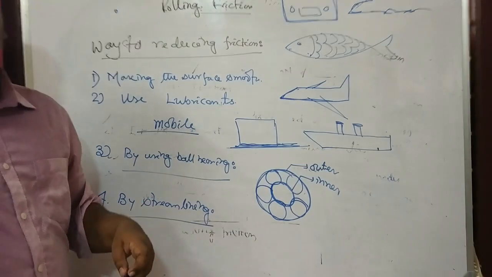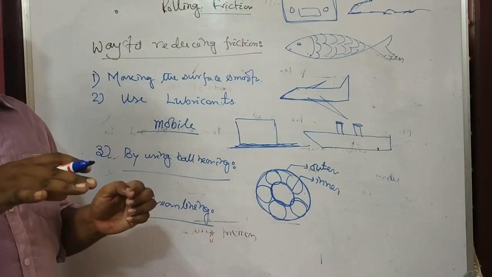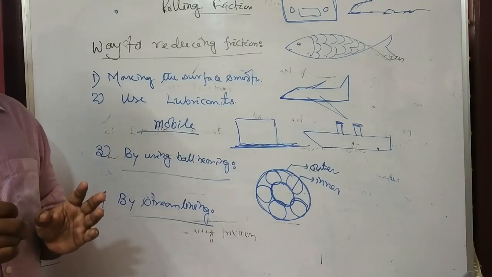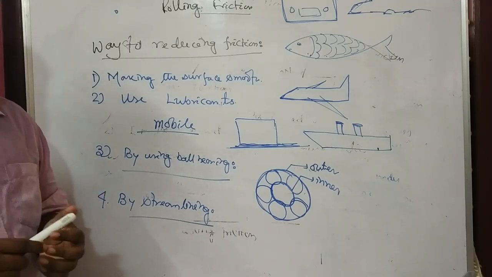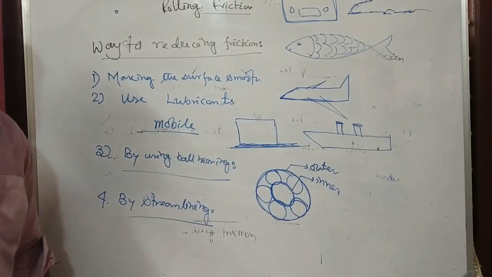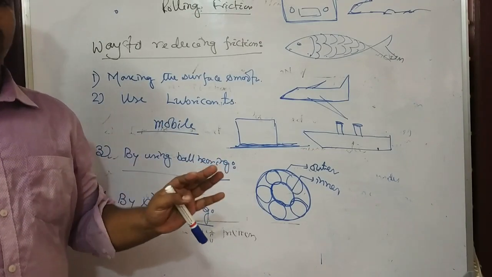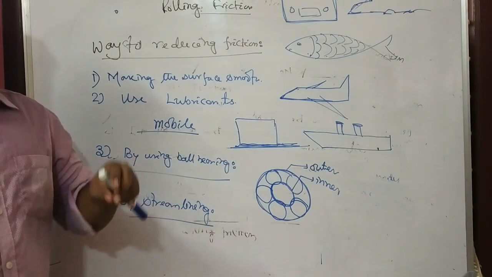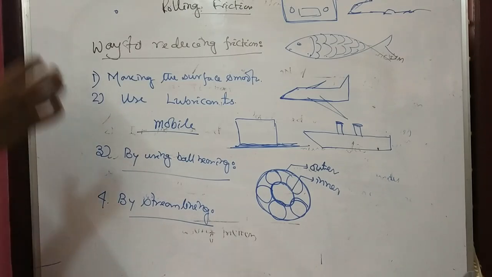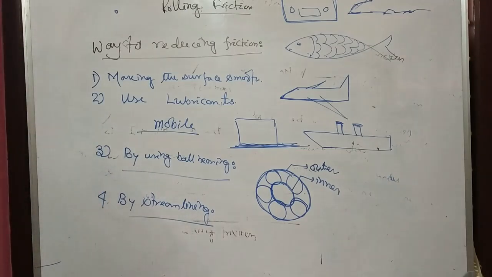For everything which is moving, we want to make the shape of the object such that the resistive force will be less, because if the resistive force is more, then the object will not be able to move very fast. That is known as streamlining. Streamlining is a shape given to the body so that the body faces less frictional force. So these are the ways by which we can reduce the frictional force.